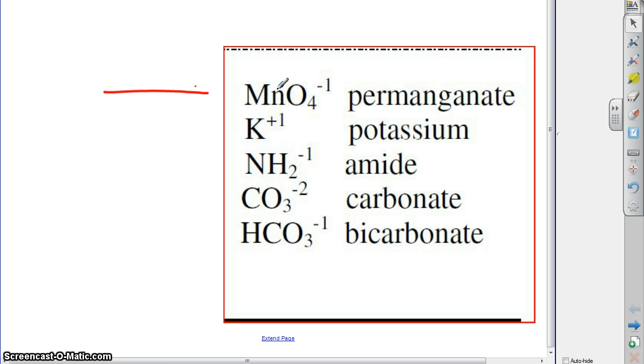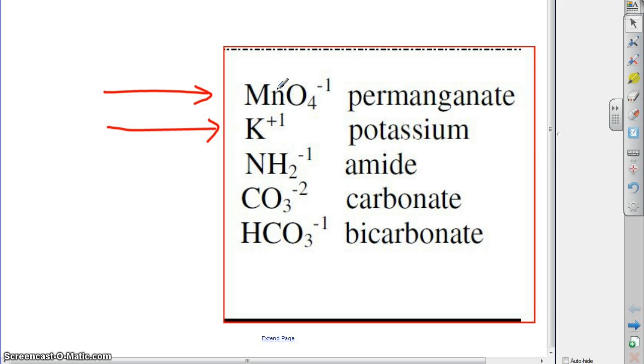Permanganate, unfortunately, I really got nothing for you. There's not a whole lot to that other than just memorizing it. It's got oxygens in it, so it ends in ate or ite, in this case, ate. There is no permanganite, it's only permanganate.